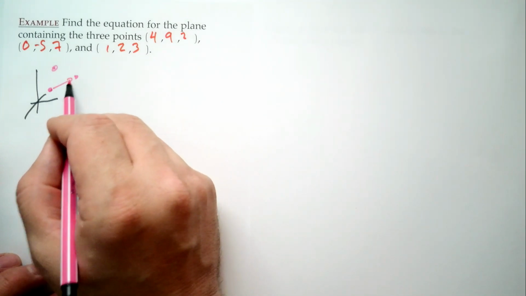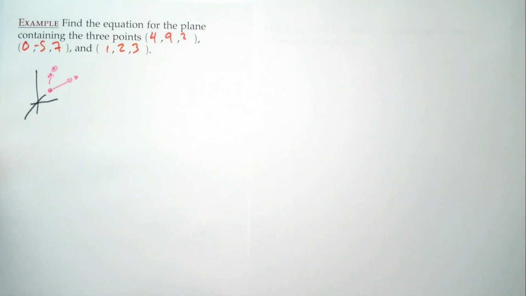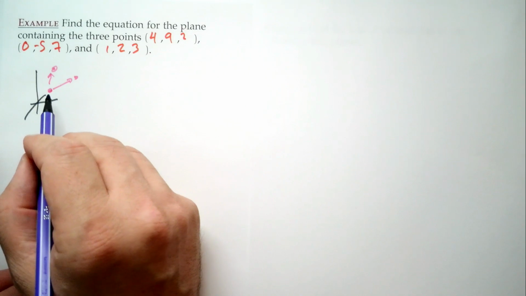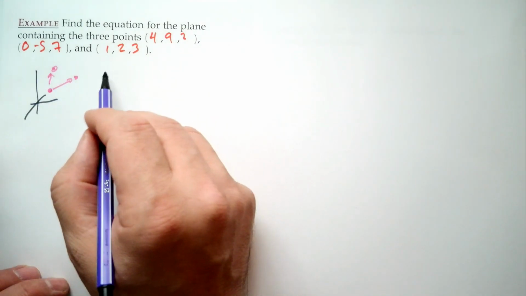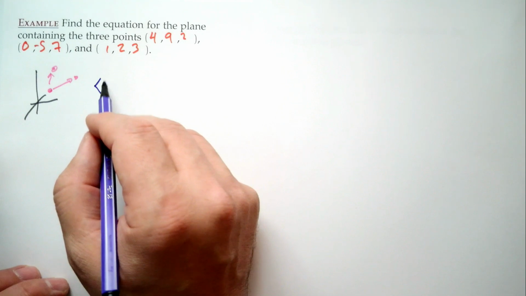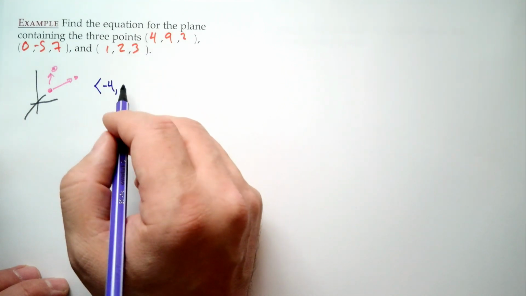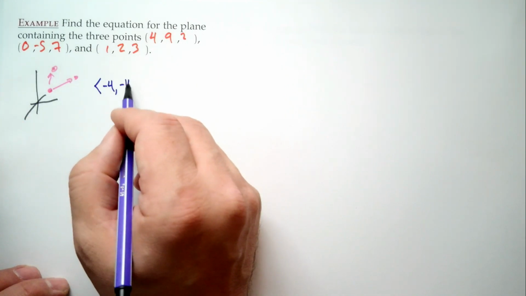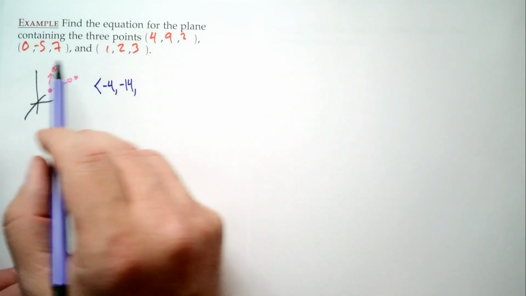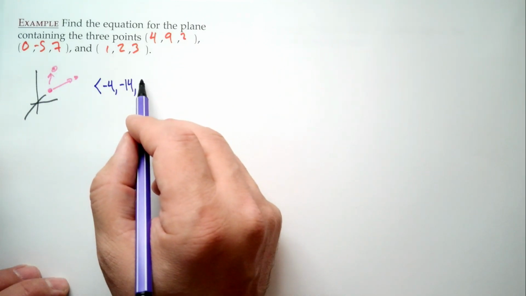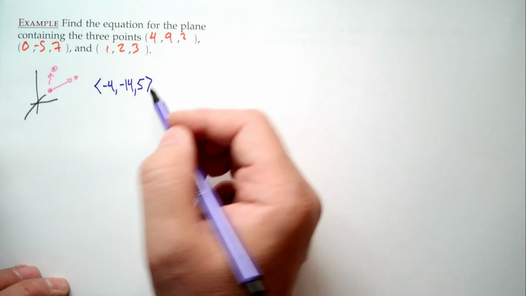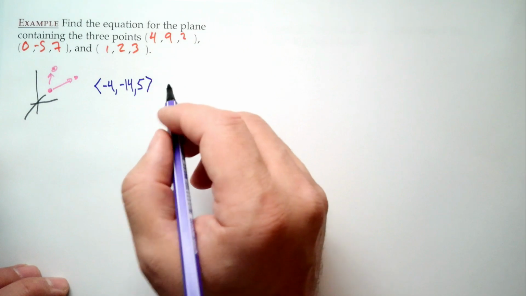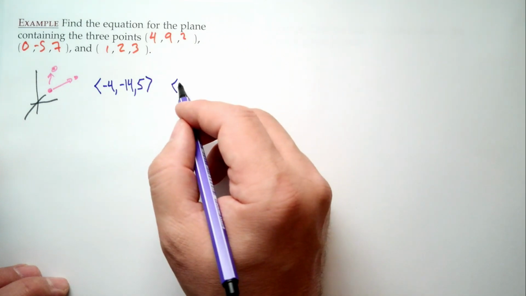Yeah, pick one of your points and find the vector to the 2 other points. So, suppose we pick 4, 9, 2 as our corner point. So 4, 9, 2 to 0, -5, 7, how much do we change by? Yeah, we go down by 4. And then 9 to -5, go down a lot. -14. 2 to 7? 5. Okay, so there's 4, 9, 2 to 0, -5, 7. Now, 4, 9, 2 to 1, 2, 3. -3.